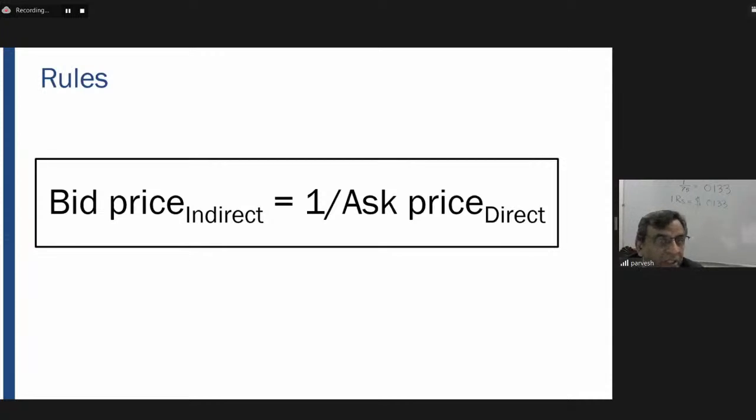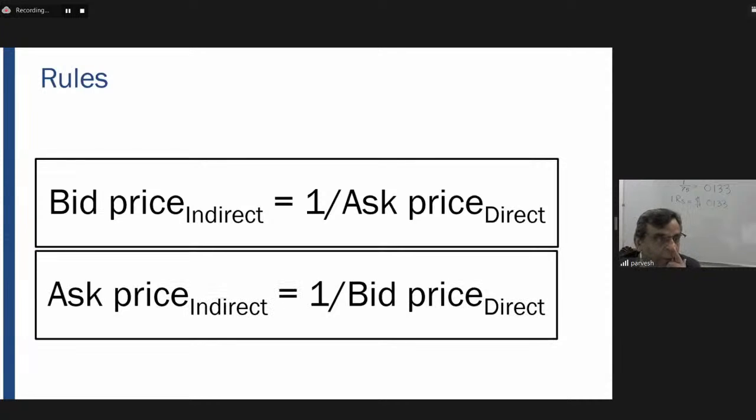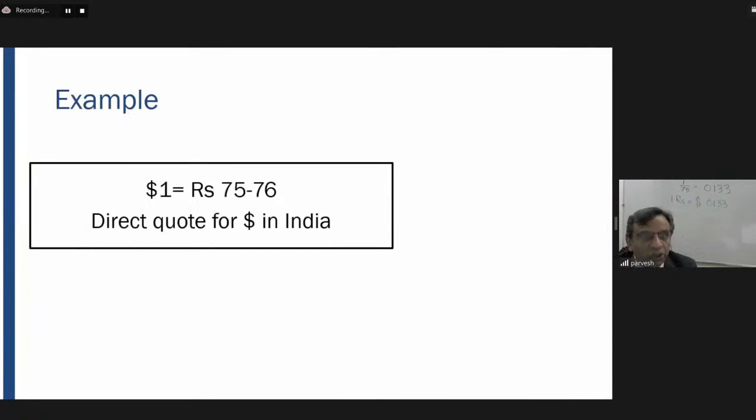I'll tell you what's the reason and what's the logic very shortly. The ask price indirect is nothing but equal to 1 divided by bid price direct. So if you want to convert a direct quote into an indirect quote and a two-way quote is given to you, use this formula. This is the formula given on your screen. And what is the logic? I'll tell you shortly.